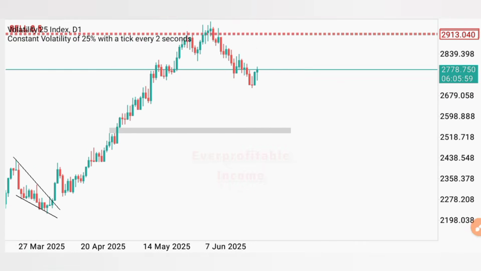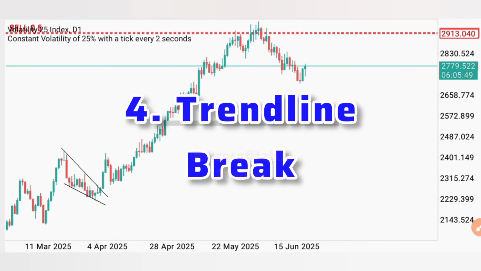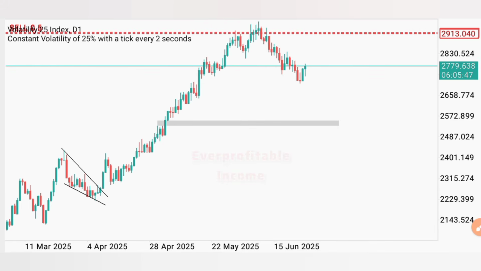So the next factor to consider to be able to spot reversal before they occur is the trend line break. Okay, the trend line break. You have to draw your trend line, and when the price breaks the trend line, you know that the price is likely to reverse. Then you have to wait for a stronger confirmation.